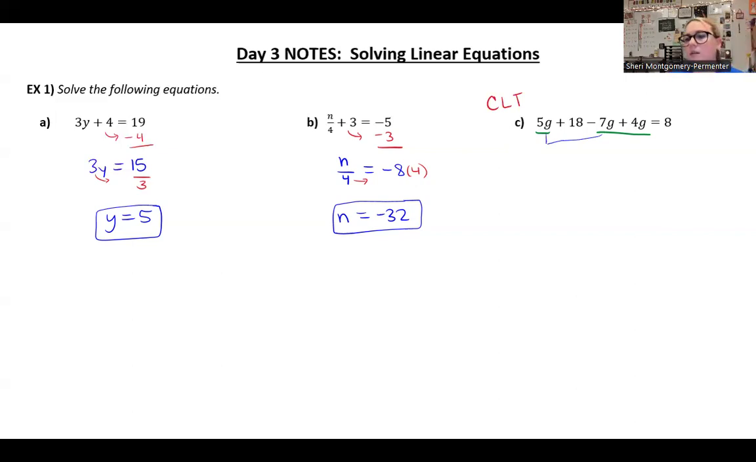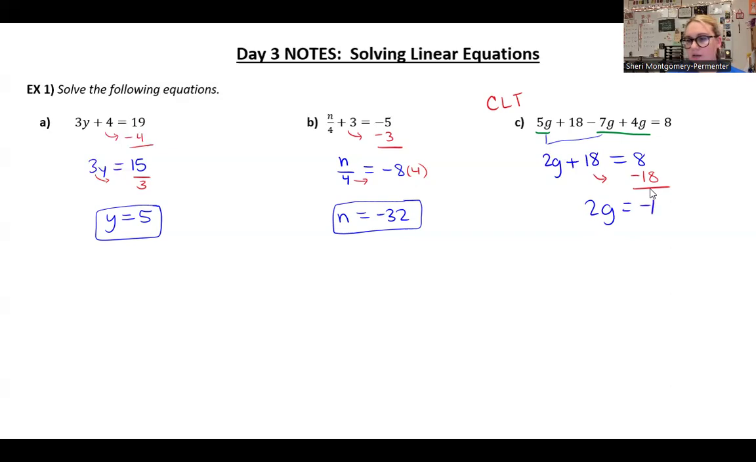Jackson, you are leaving. So 2G plus 18 equals 8. All right, two-step equation. I love two-step equations. I can do those. So we're going to have to get rid of the 18 and get rid of the 2. So what should we do first? Yeah, let's get rid of that 18. So subtract 18. What's 8 minus 18?